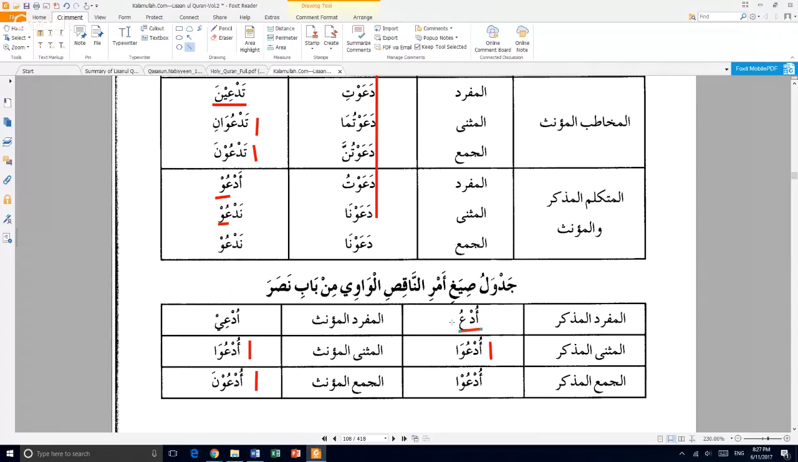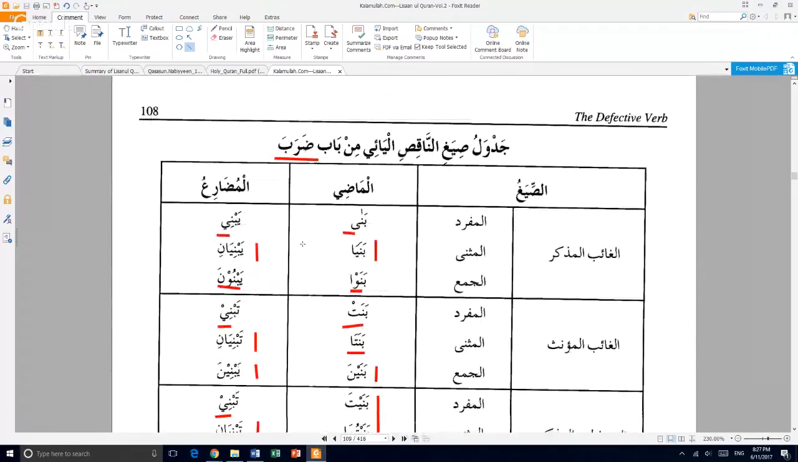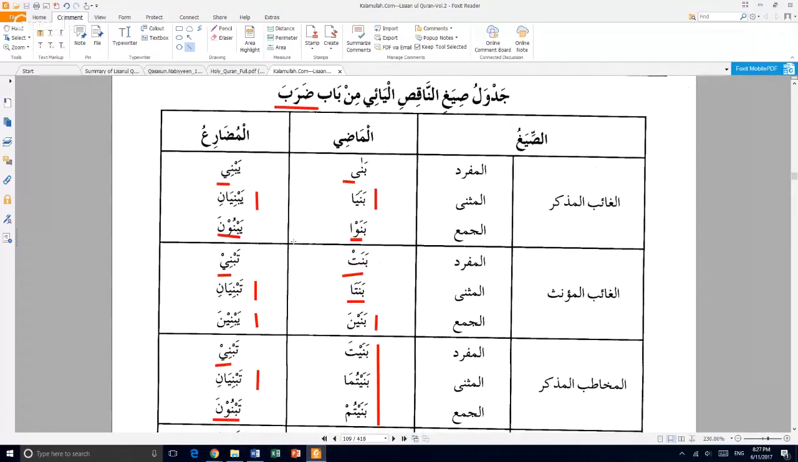What happened here? Lam kalima dropped. What happened here? Huh? Lam kalima. Ud'u. So lam kalima dropped. Okay. So this is for Bab Nasara Yansuru. And this is for Bab Daraba Yadribu. Bana. Bana, banaya. See, bana was basically banaya. So change to bana. And changing here happened. Banau. Changing and then no changing. Then no changing.